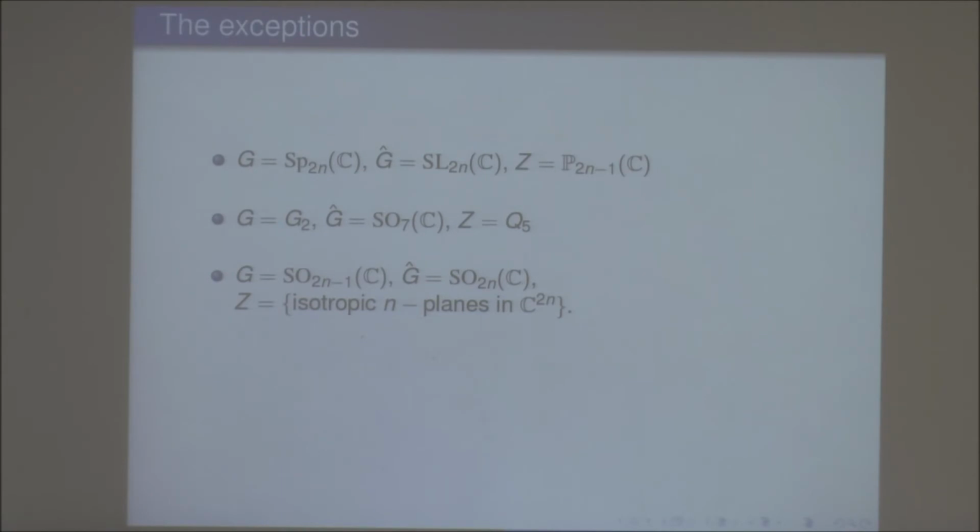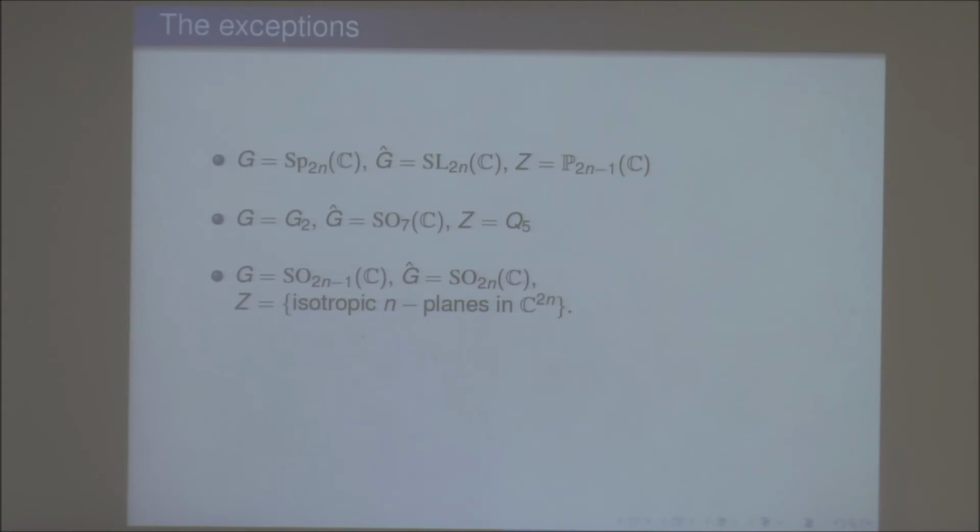So G, for me, is the small group. The easiest example everybody has thought about is the symplectic group on odd-dimensional projective space. The big group is SO(n,C). You get into the Cayley numbers, the octonions, in the other example. The small group is G2, and the big group is SO7, and the ambient manifold is the 5-dimensional quadric.